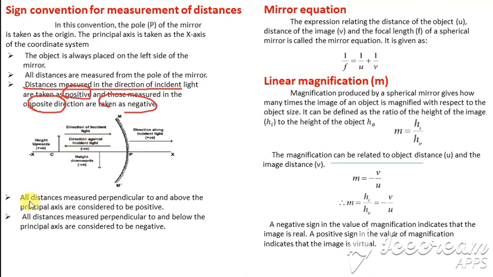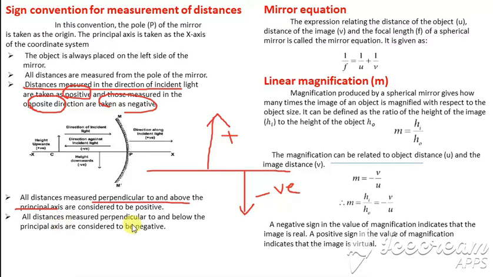Then next, all the distances measured perpendicular to and above the principal axis are considered as positive. So if distances are above the principal axis, then it is positive, and if they are below the principal axis, then that is negative. Okay. So below it is negative. Understood? If the incident ray goes along, that is positive, and if it comes in the opposite direction, that is negative. Then above the principal axis is positive, below is negative.